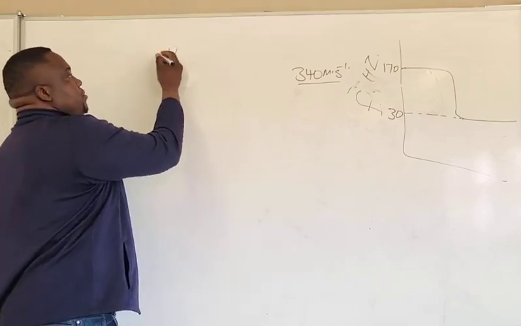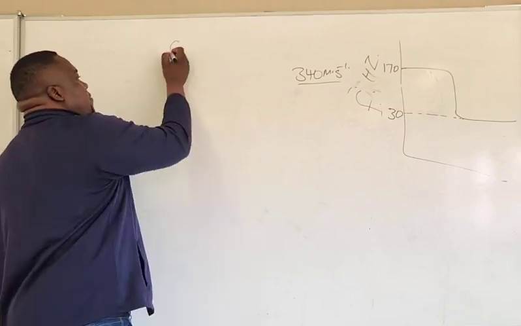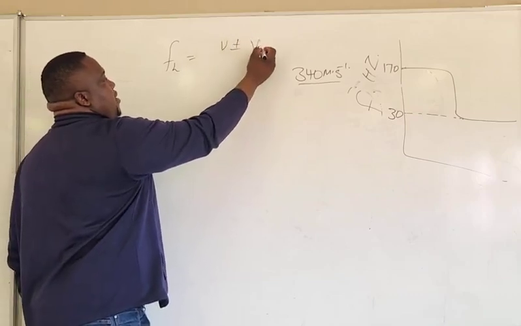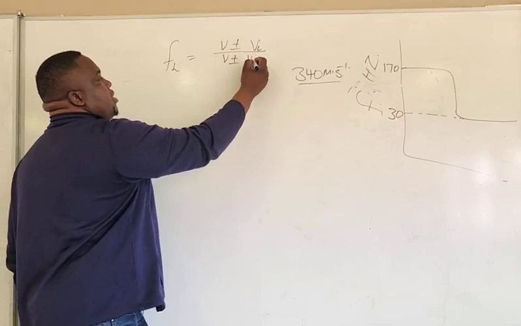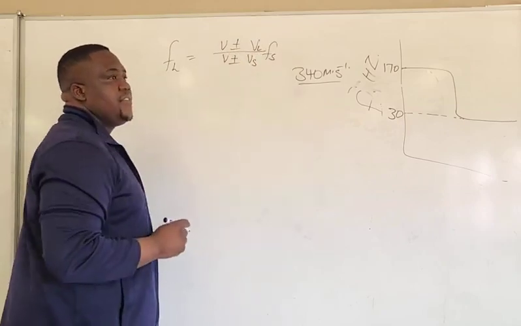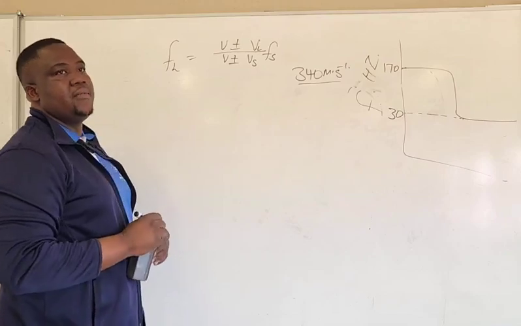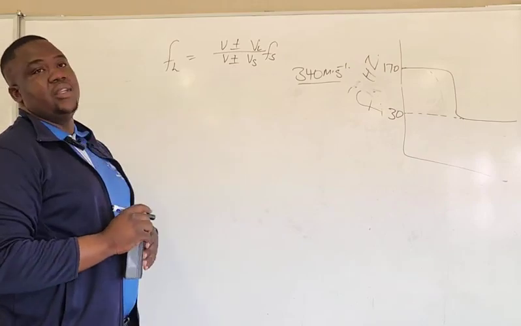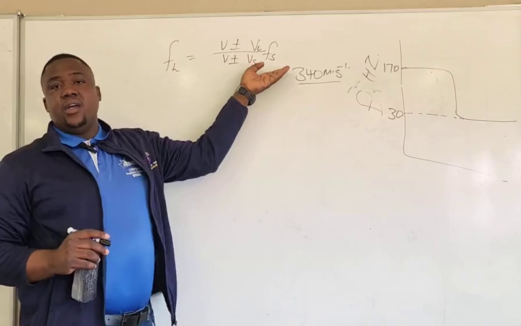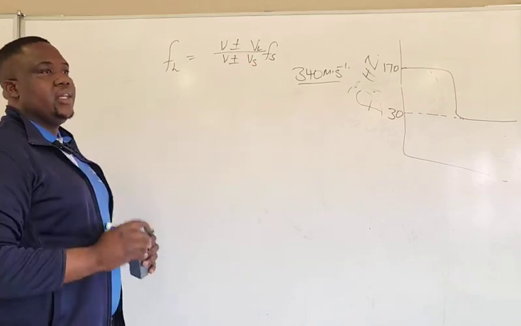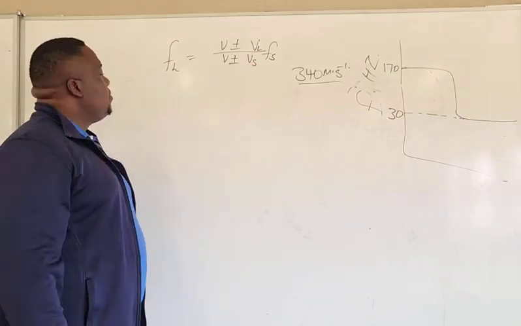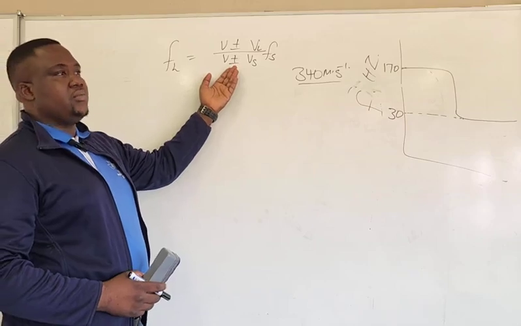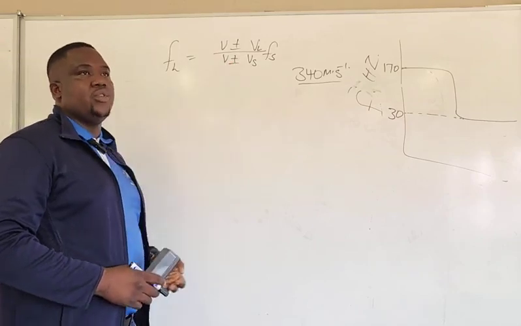F_L is equal to (V plus or minus V_L) over (V plus or minus V_s), multiplied by the frequency of the source. That's how we deal with this one. You start by writing the formula. You copy it as it appears in the formula sheet. Don't try to change anything. Don't rush. Write it as it is. You get your 1 mark.